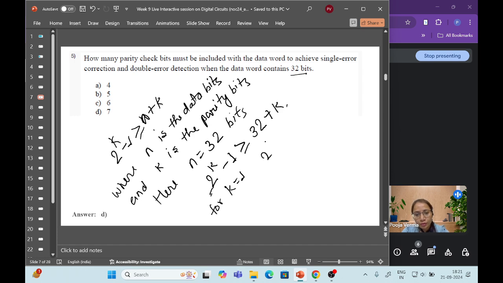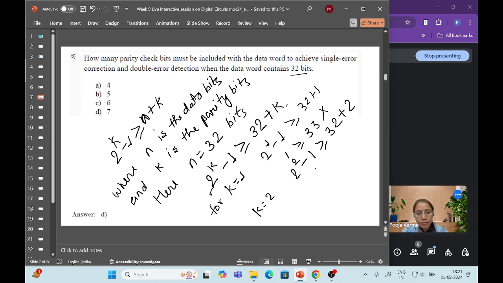So 2 to the power 1 minus 1, that is 32 plus 1. So it will come 1 only. So that condition is not satisfied, right? Then similarly check for k is equal to 2. So here it is 2 to the power 2 minus 1, that is 32 plus 2. So here also the condition is not satisfied. We need to check it.